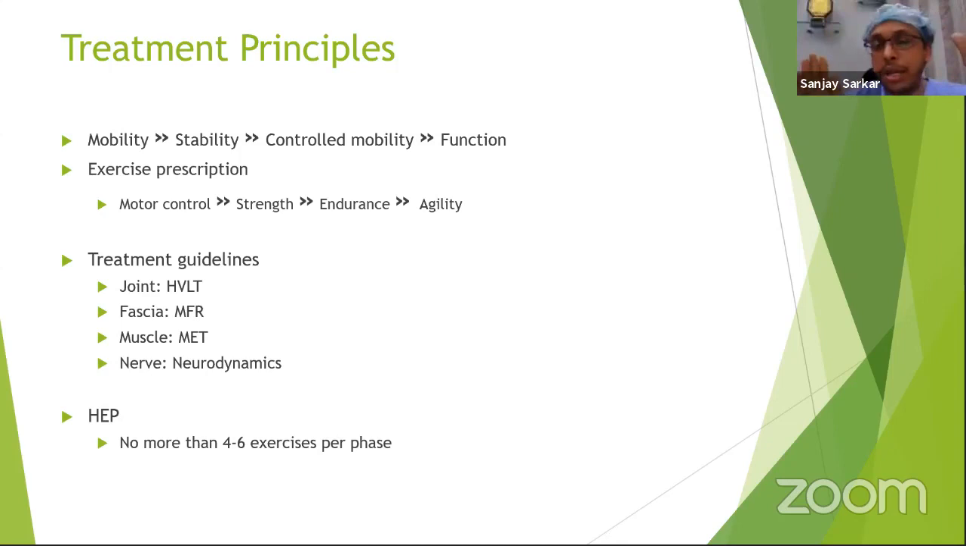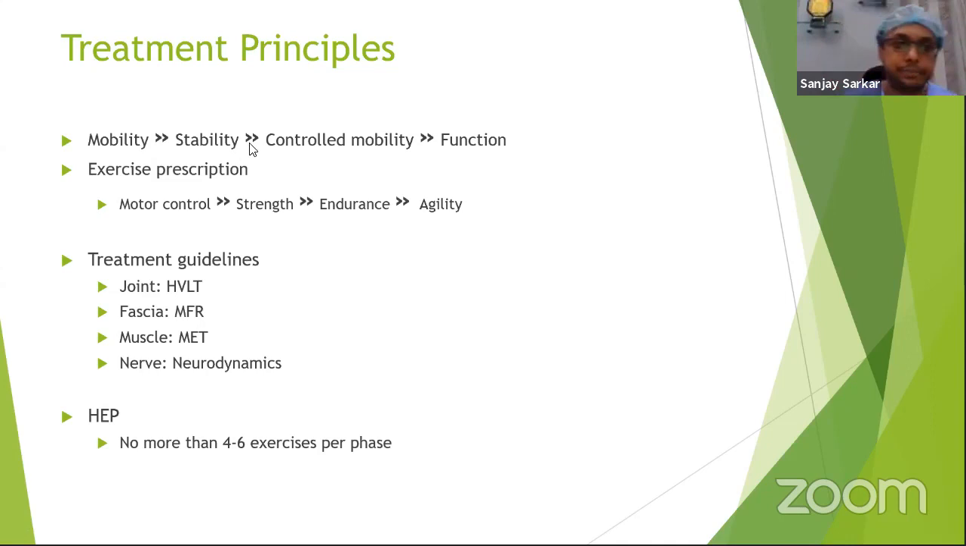So usually, no hard and fast rule, usually you improve mobility, then go for stability, then go for controlled mobility, and ultimately function. But if the patient has a fracture, if the patient has an unstable joint, would you start with mobility? Obviously not, because you want that joint or that structure to be stable first. So you intervene from stability, then you can go to controlled mobility, then jump into mobility and function. You can interchange and play these four variables a little bit, but overall, globally, mobility, stability, controlled mobility, and function is the key for treatment guidelines.